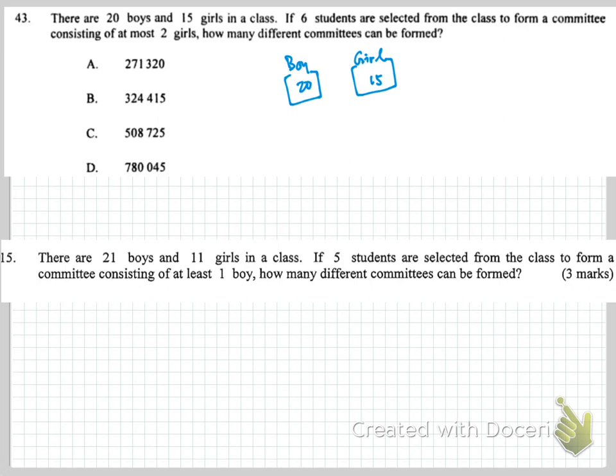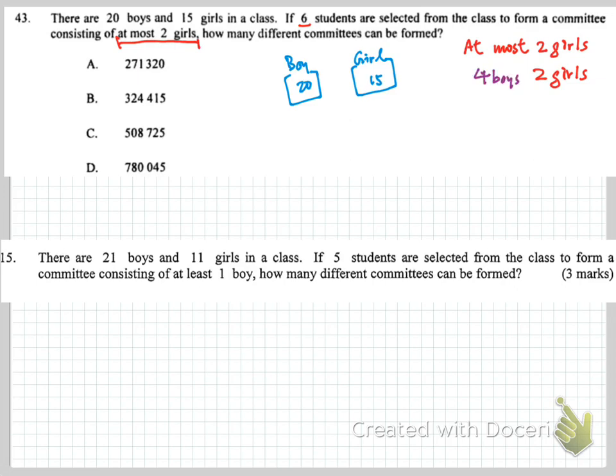So if we have 6 students selected from a class to form a committee, which consists of at most 2 girls. Okay, at most 2 girls. This is the key phrase. So at most 2 girls, what does that mean? It can be 2 girls. Alright, 2 girls is good. Because there's a committee of 6, 2 girls means there are 4 boys.